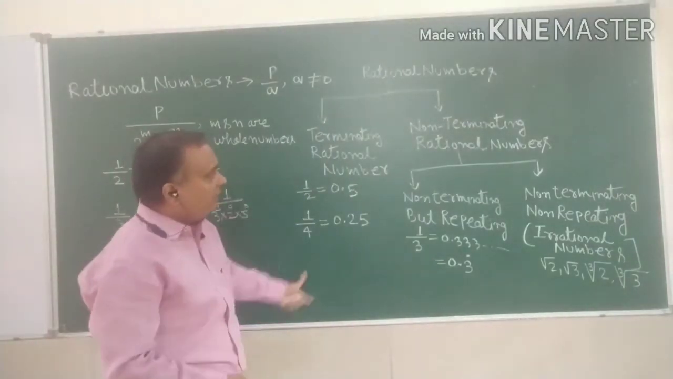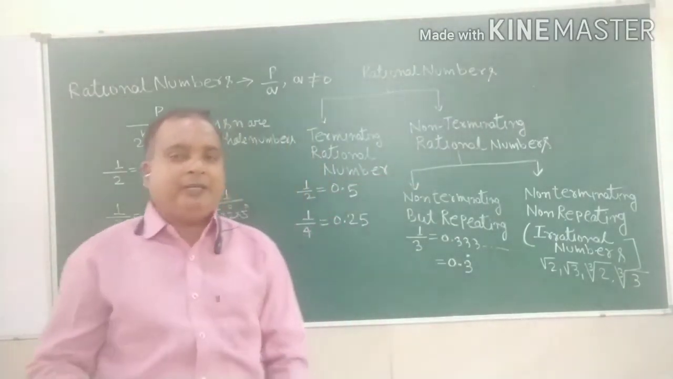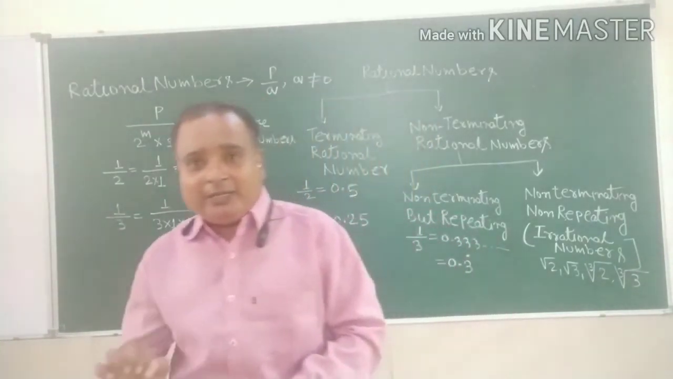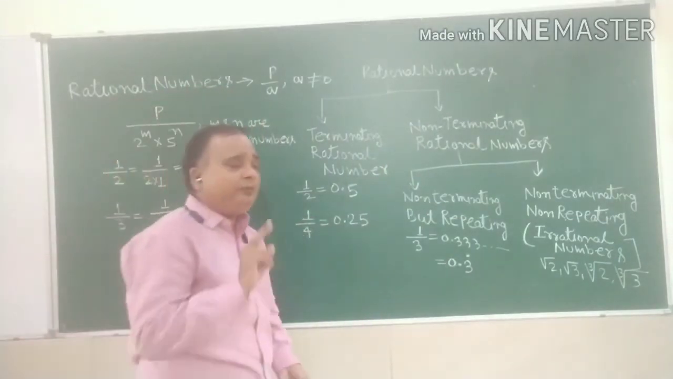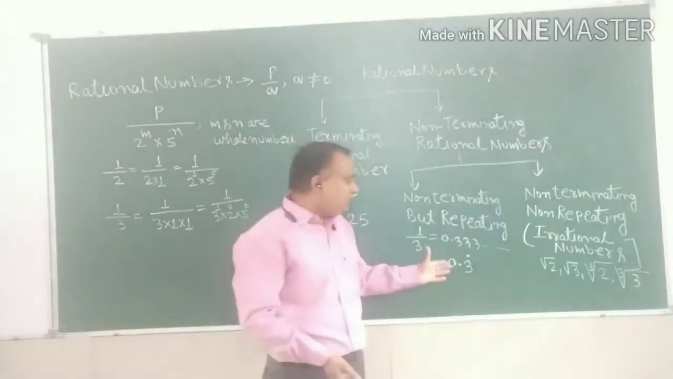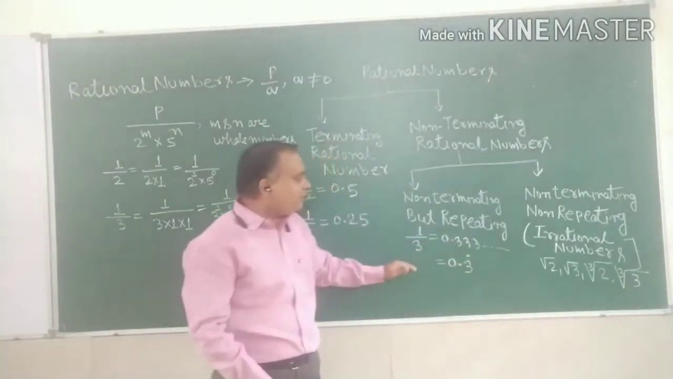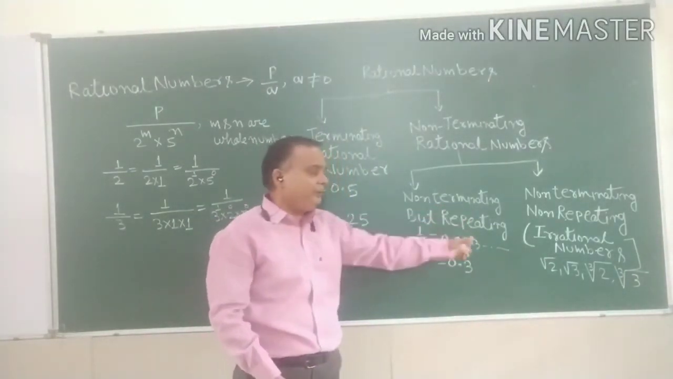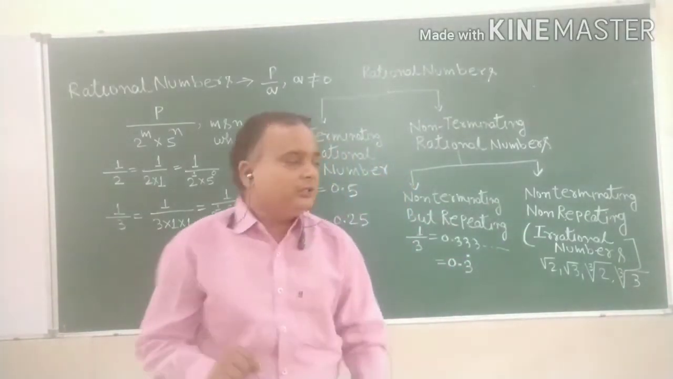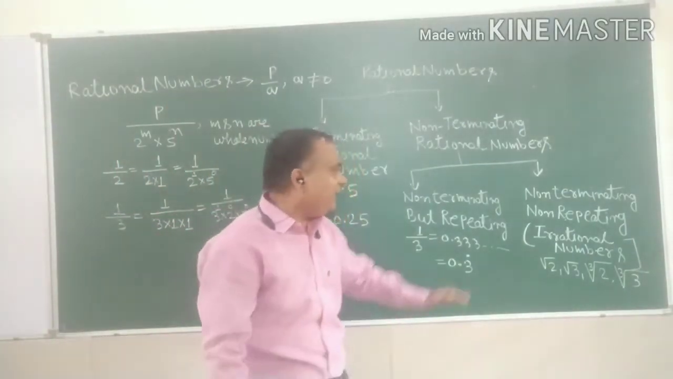Next type is non-terminating rational number. What is the meaning of non-terminating? It means when we divide the numerator by the denominator, the remainder will not be 0. It never terminates, but the digits are repeated. So it is known as non-terminating but repeating. And the second one is non-terminating, non-repeating. The non-terminating, non-repeating numbers are also known as irrational numbers.